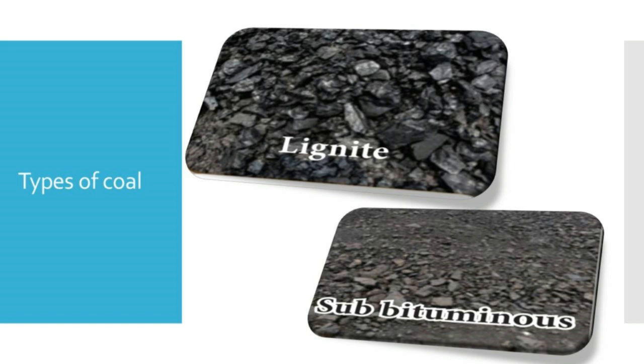Then, subbituminous. When lignite becomes darker and harder over time, subbituminous coal is formed. Subbituminous coal is a black and dull coal. It has higher heating value than lignite and contains 35 to 44 percentage of carbon. It is used primarily as fuel for electricity power generation. This coal has lower sulfur content than other types and burns cleaner.